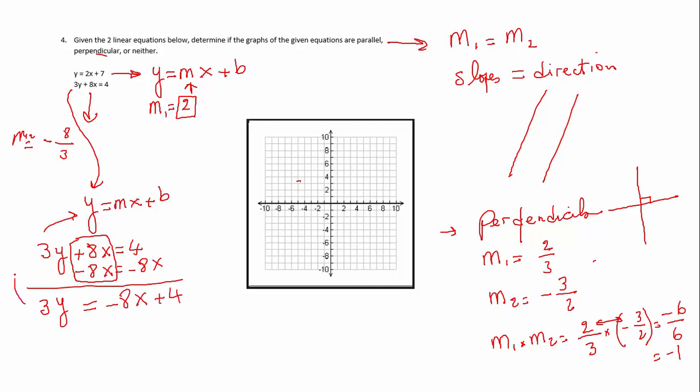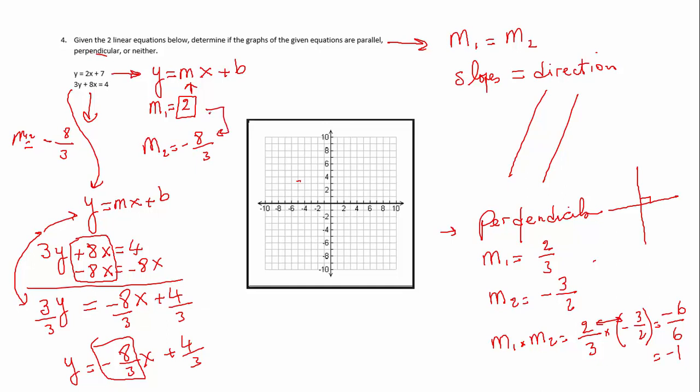Now to make these two equivalent, I have to isolate the y. So let's divide everything by 3. So y would be negative 8 over 3x plus 4 over 3. So the slope of the line is negative 8 over 3, as I said. So m2 is negative 8 over 3. These two are not equal, so it's not parallel.